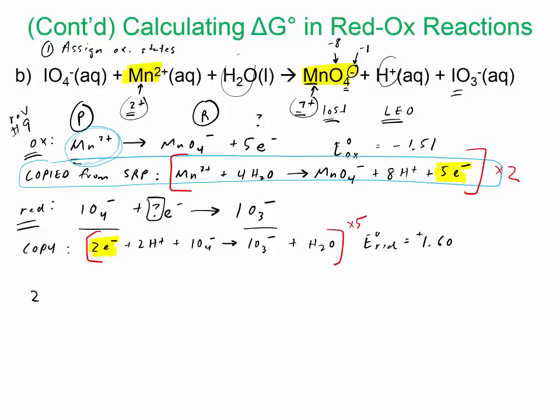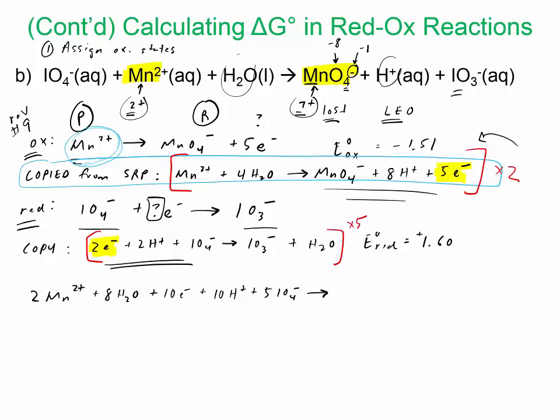So we have 2. I'm going to distribute this 2 to everything here, just like you would in math. 2 Mn2+ plus 8 H2Os. And now I'm going to put all this stuff over here with it. So 10 electrons plus 10 protons plus 5 iodate ions creates, and now I'm going to write all this stuff, 2 MnO4-s plus 16 H+s plus 10 electrons plus, and now I'm going to write all this stuff, 5 iodate ions plus 5 H2Os. Okay, so let's go ahead and see what cancels out here.